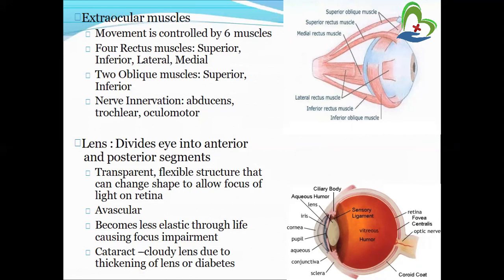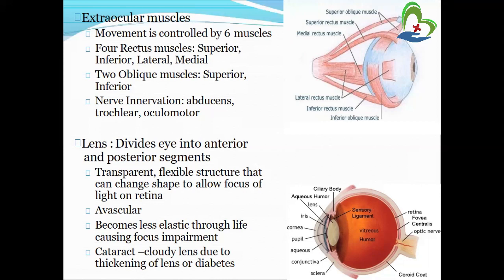It is avascular and becomes less elastic throughout life, causing focus impairment. Meaning in some cases, our vision may be impaired. So it becomes less elastic throughout life. And the last complication of the lens is known as a cataract. The lens becomes cloudy, so due to the cloudy lens, we can't see anything properly.